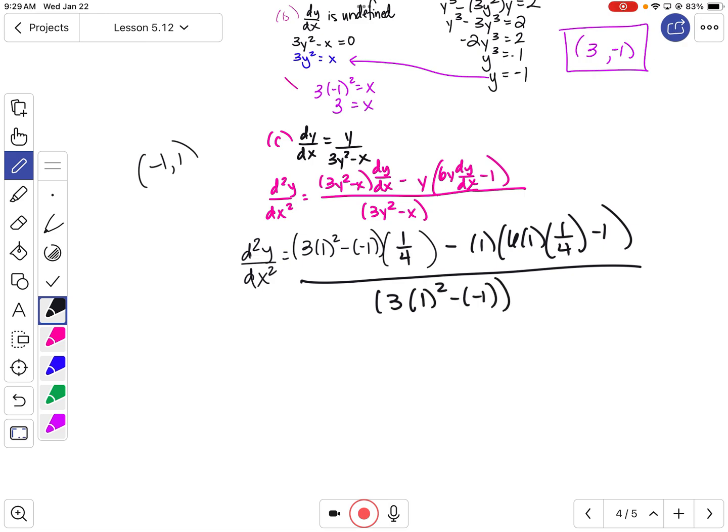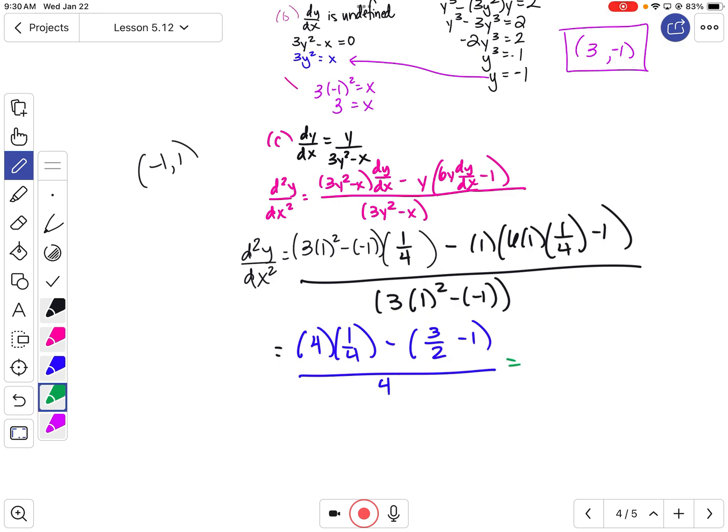Okay, and at this point it's arithmetic. Now on the actual AP exam you can leave it like that. You do that in college and your professor will cut your fingers off. They just will. So let's simplify. 3 plus 1, that's going to give me 4 times 1/4. Minus, 6 times 1/4, that'd be 3/2 minus 1 over 4.